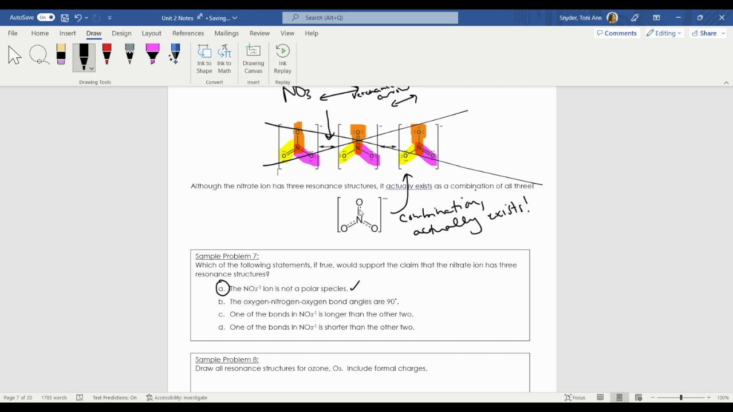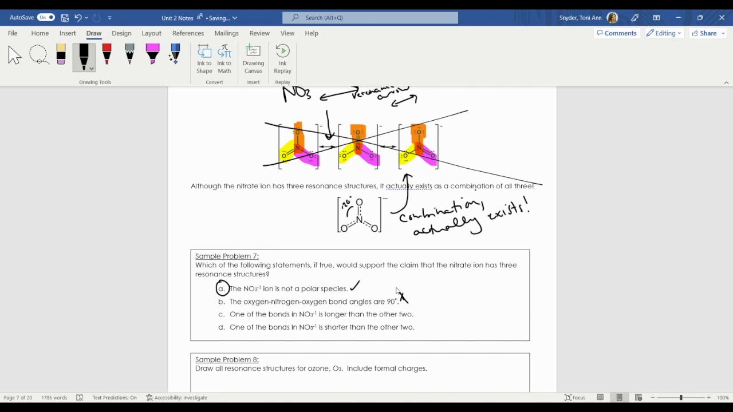Well, if you remember anything from Chem 1, this is a trigonal planar molecule, and you could see that the bond angles here are much greater than 90. In fact, they're 120, so that one can't be correct. I like C and D because I think that this really goes to show what resonance actually means.